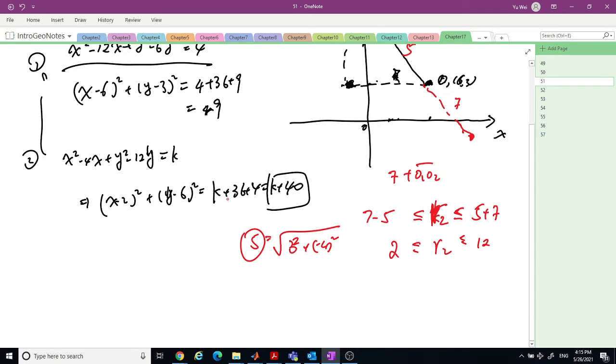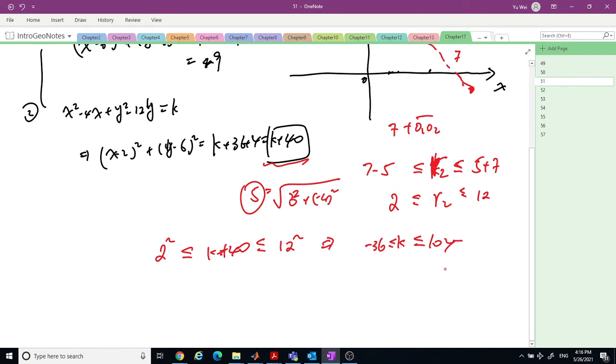Okay, so we know R2 squared is k plus 40, right? So this one should be between 2 squared and 12 squared. So that's why k should be greater or equal to negative 36 and less or equal to 104, right? So the question is asking what is b minus a, right? So this is b, this is a. So b minus a equals 104 plus 36, which is 140.